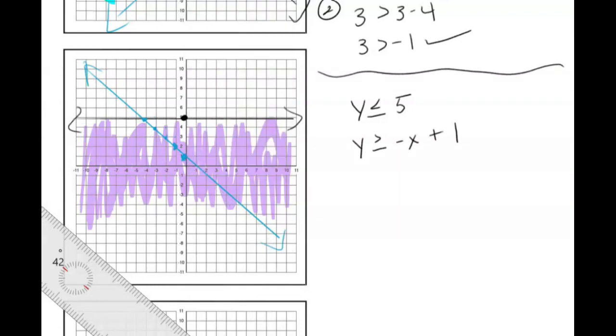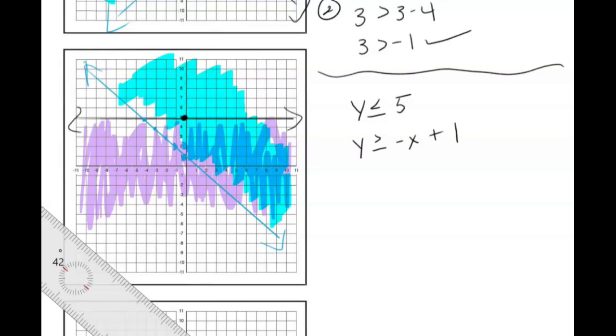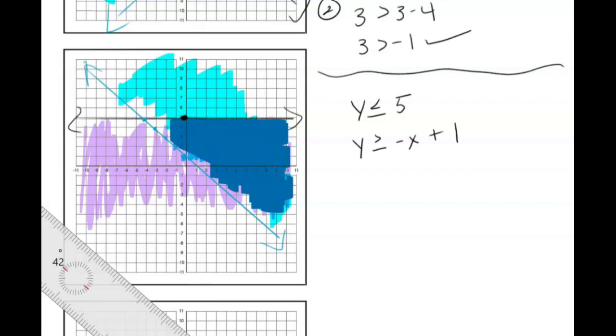Get a different highlighter. All right, and this is y greater than. So you're going to start to see the point of intersection here. Okay, so now I'm going to get my darker highlighter, and I'm going to intersect these two spaces here. And you're going to see the solution set is that darker shaded region.